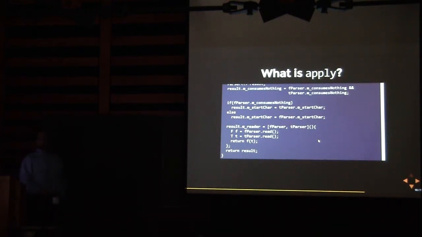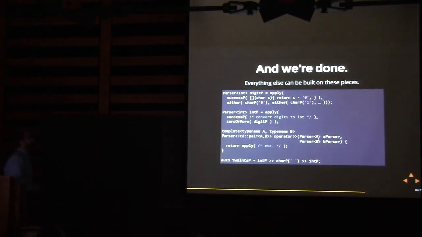And actually, we're done with our parser. Everything else can be based on those simple operations. For example, here we have a digit parser. This is going to parse the input and look for a character from 0 to 9. Here we use either to get all these individual character parsers put together into something that will read one of those. And we take our success parser. This does nothing but return this function. And that function in here basically just converts the character into an int, and we get our digit parser. Now if we want a full int parser, we use the digit parser, we apply zero or more digits to it, and we apply the success parser with a function here which converts your digits to int.